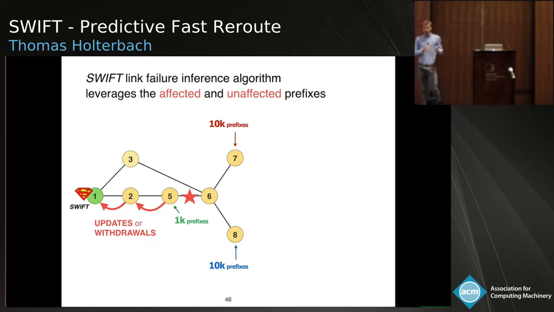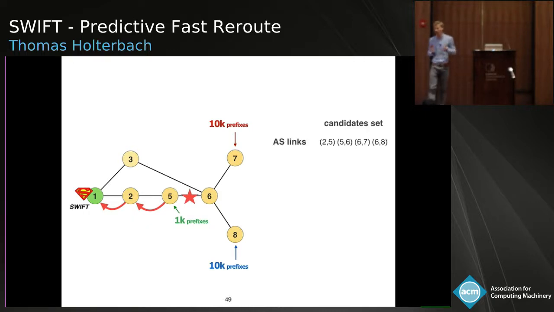Coming back to our previous example, the intuition here is that Swift actually takes into account the prefixes that are going down, but also the prefixes that are still up. For instance, before the failure, all the links in the network can fail. So the candidate set is 2.5, 5.6, 6.7, and 6.8. I am not including 1.2 here because 1.2 is a local link. I am not including 3 as well because 3 is another BGP neighbor, and this algorithm is run on a per BGP neighbor basis.